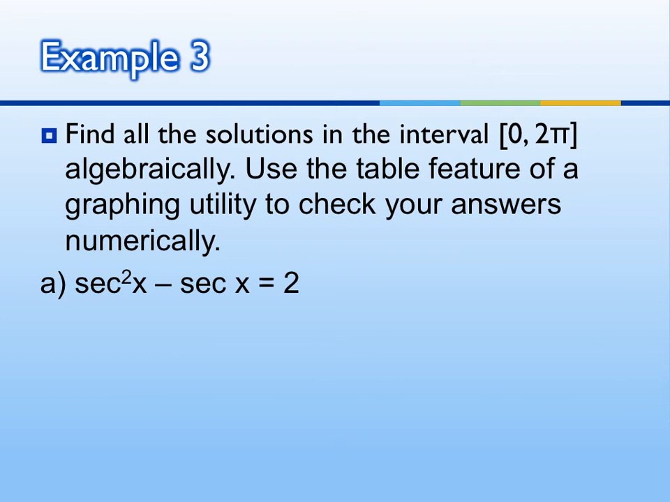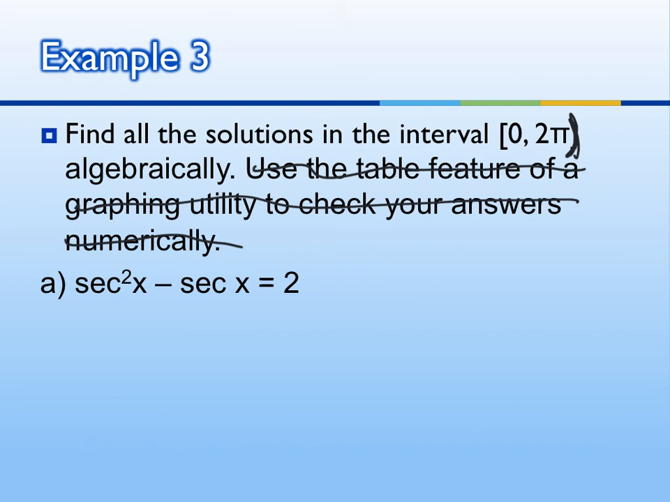All right, this one says find all the solutions on the interval of 0 to 2 pi. So this actually should be a parentheses. Then use the table feature of the graphing utility to check your answers numerically. So we're going to ignore that part because you're not going to have your graphing utility in your quiz. Yeah? Can you go back for like 1 second?